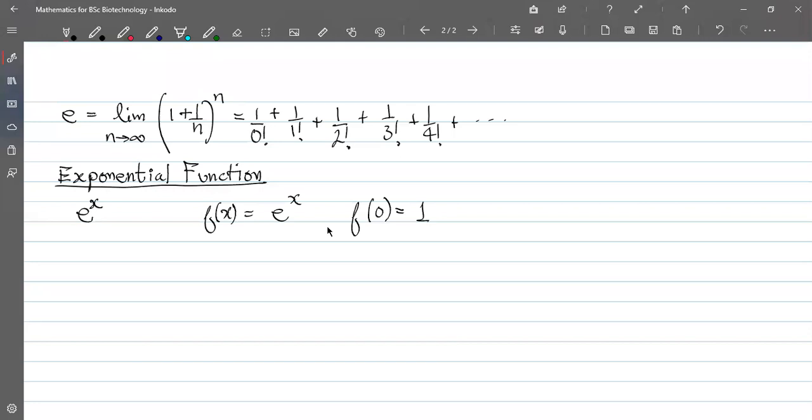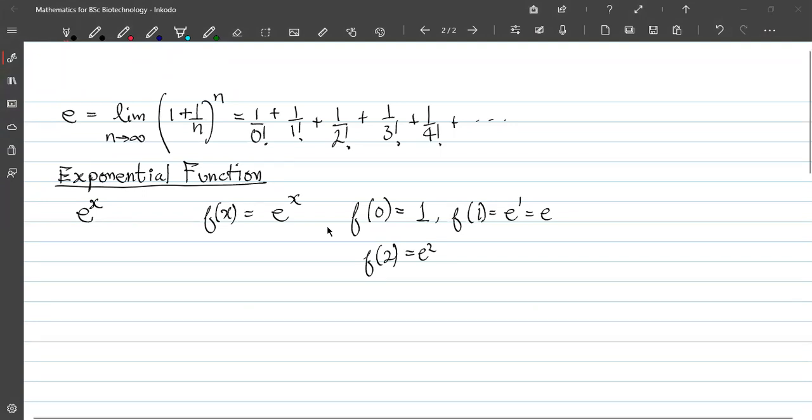So e to the power of 0 is 1. And f of 1 is e to the power of 1, which is e. Anything to the power of 1 is itself, right? So this f of 1 is going to be exactly this value again. But you can also find, for example, f of 2, which is e square. And to find the value, you don't need the series. If you know the value of e, you can find the value of e square also. So let me quickly find that.